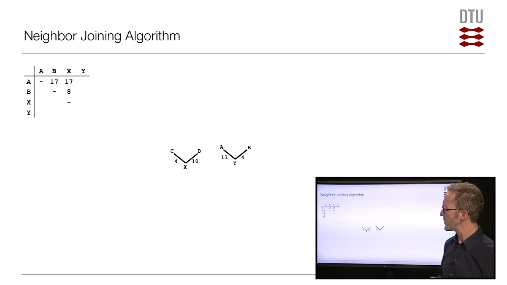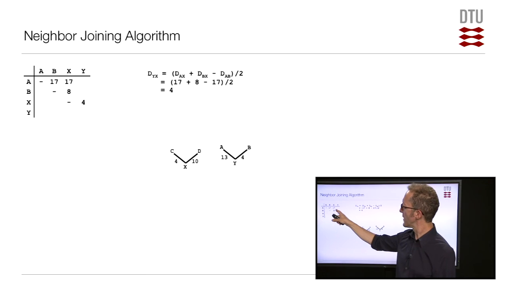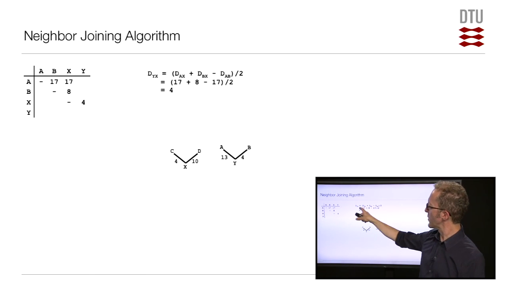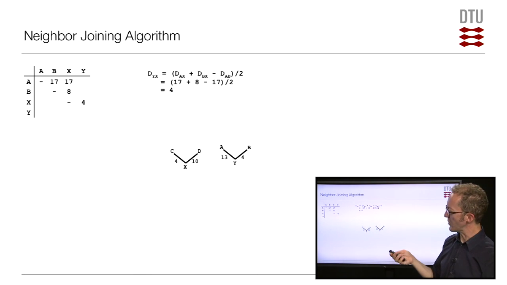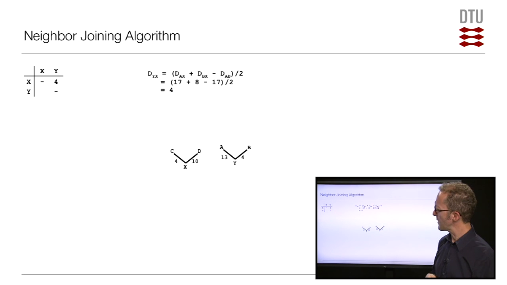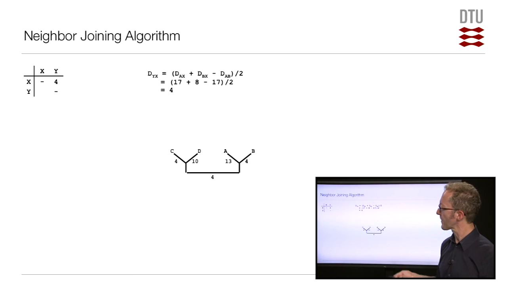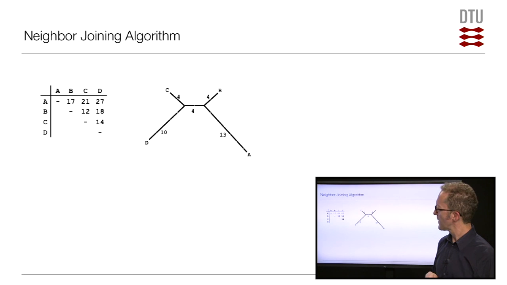We now have just one remaining pair of sequences. We now need to replace A and B with the new ancestral node Y. We need to compute the distance from Y to X. That's again done using the formula that was on the original algorithm slide. It turns out to be 4. And at this point, we're actually done because we now only have these two nodes in the tree. So we just need to connect them with a branch which has the length that we just computed. So the result of all of this is the following.